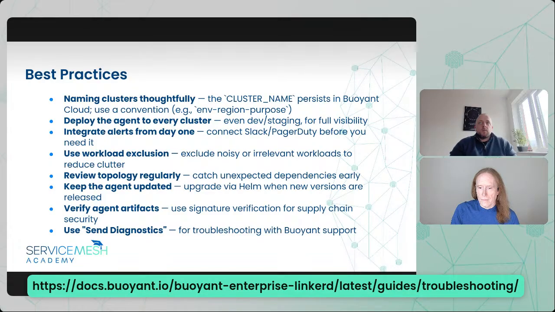Integrate alerts from day one. We always say, the sooner you are aware of things happening in the cluster, the better. Of course, you can make decisions and limit the blast radius a little bit if anything does happen that was unwanted.